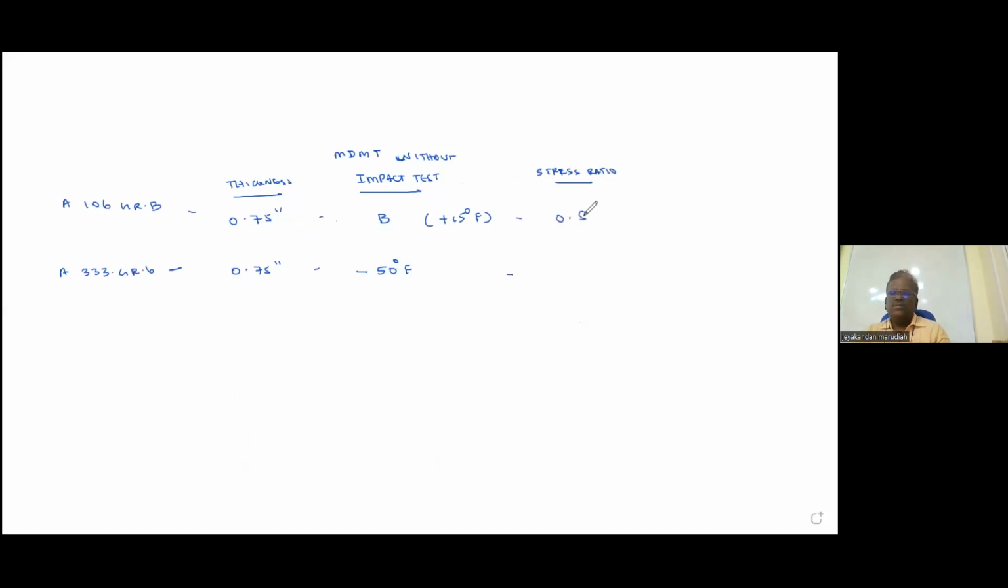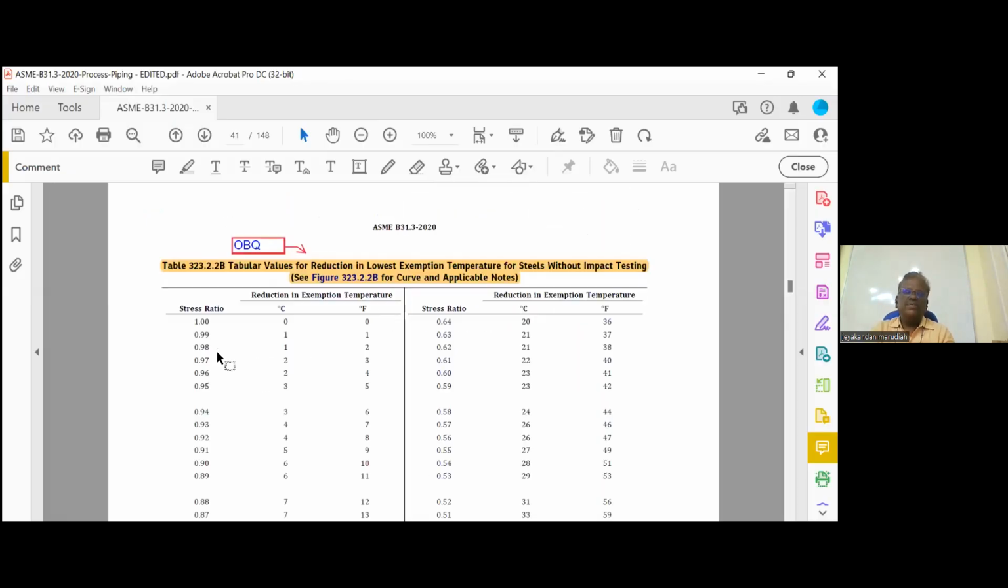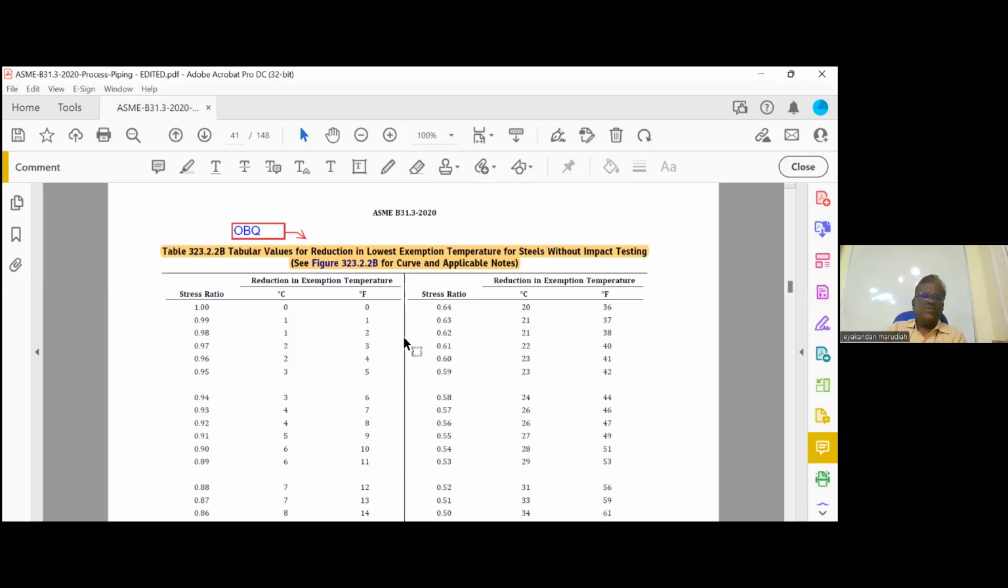Say both I am giving the same stress ratio, say 0.8. Now, stress ratio means the temperature can be further reduced. There is another table. Go to the next page, page number 54: tabular values of reduction in lowest exemption temperature for steel without impact testing. What stress ratio have we taken?